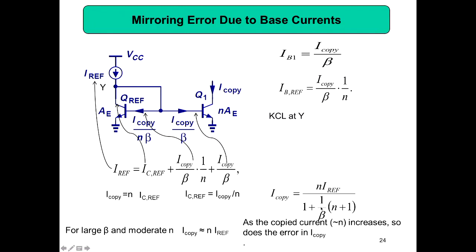Yeah. So 1 plus 0.002, then you got here 2 milliamps. That is, approximately 1.99 milliamps. You know what I mean? When n equals 1, you are approximately getting the same as I reference. I copy is approximately the same as I reference. But then when n is increasing, your error is increasing.